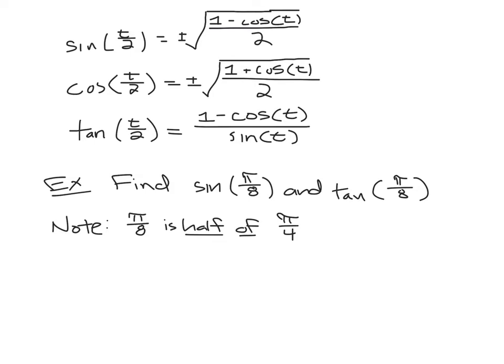So here's an example of what we might do with these. We're going to use these identities to fill in some more gaps on the unit circle. So we're going to find sine of pi over 8 and tangent of pi over 8. You could also very easily find cosine of pi over 8.